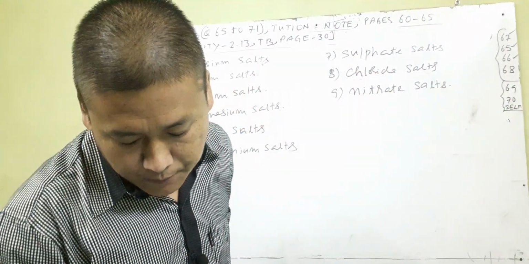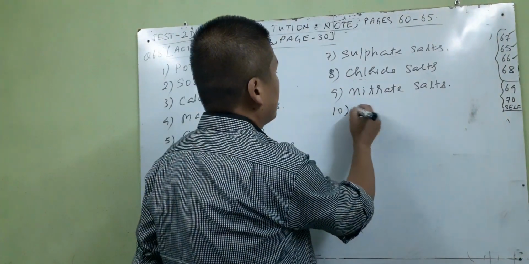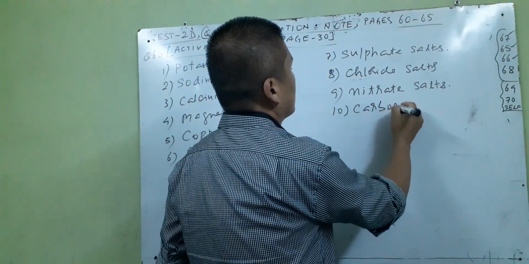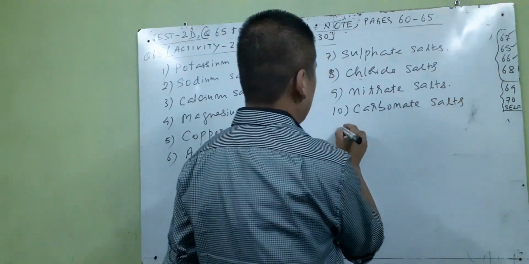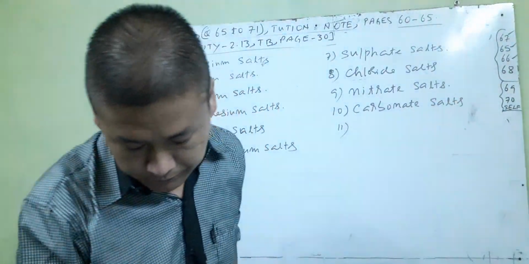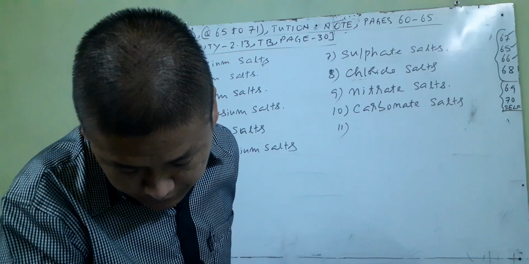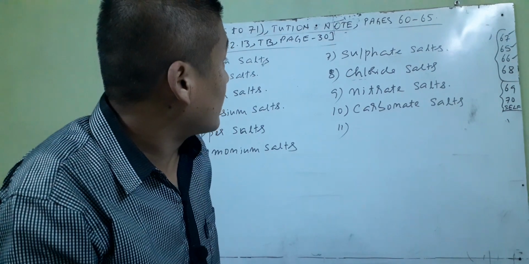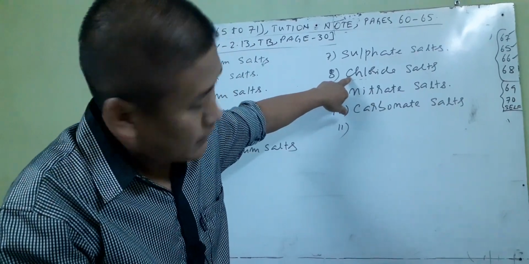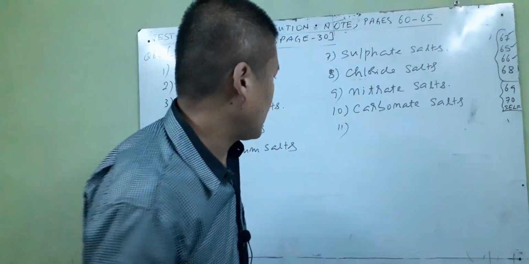That means next, carbonate. That's new. So right here, carbonate salts. Then any more? Let us check. Yes, carbonate salts, sulfate, carbonate, and chloride. I think chloride is already written here. So there are a total of 10 families possible.